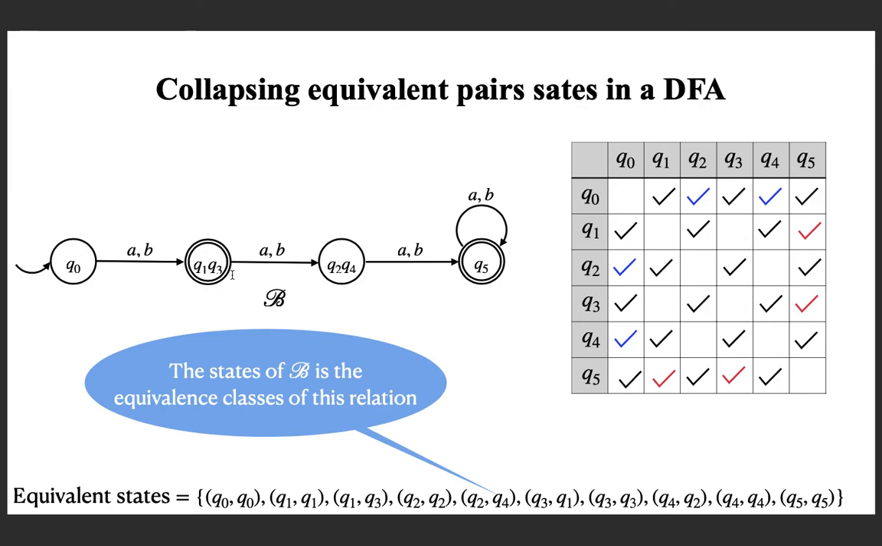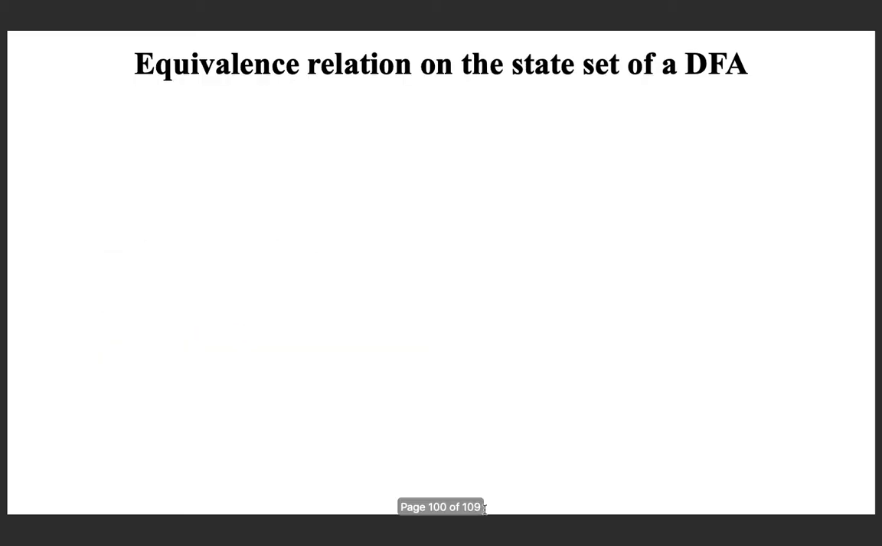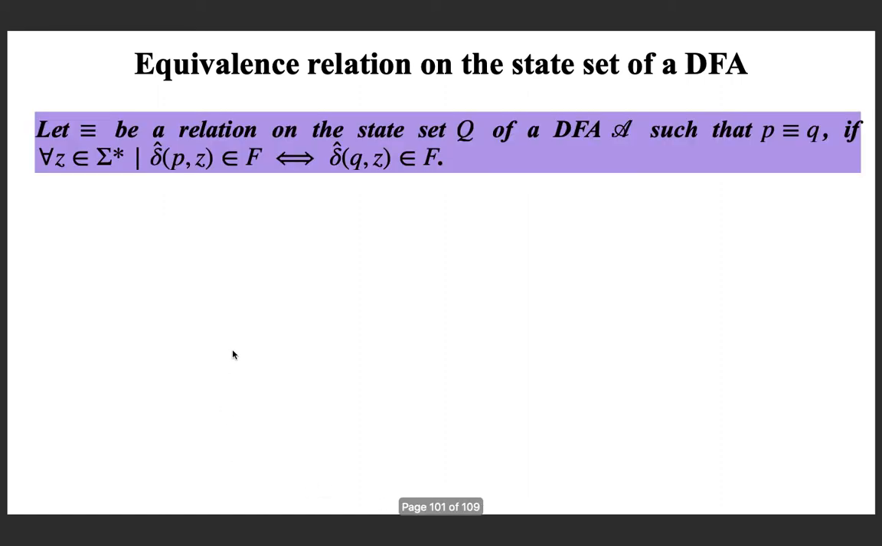These two are related. This is the other equivalence class. This is the third equivalence class. And this is the fourth equivalence class. So the states are going to be the equivalence classes of the equivalence relation that we found. Don't worry, we are going to formalize it. The equivalence relation on the state set of a DFA.